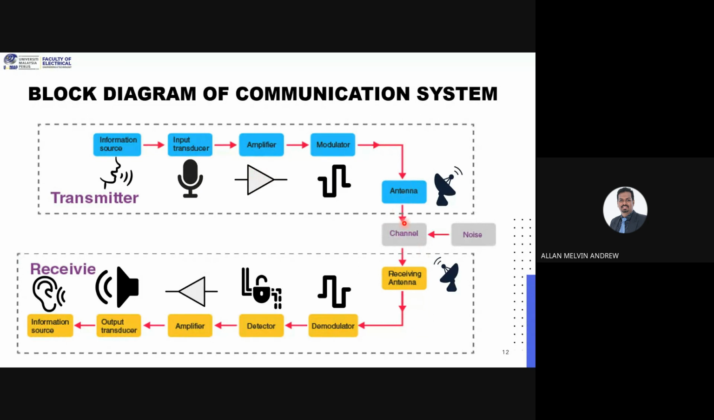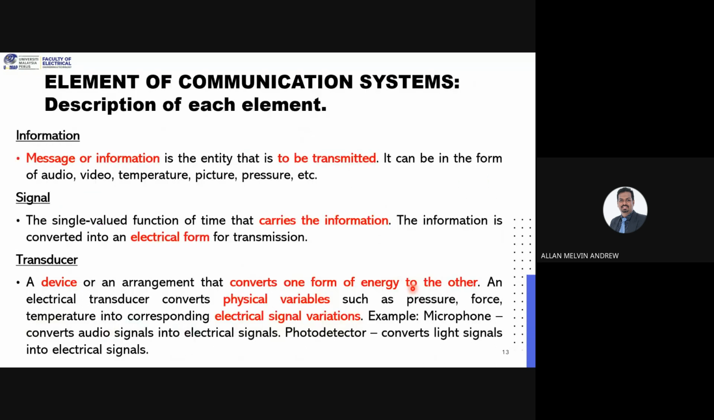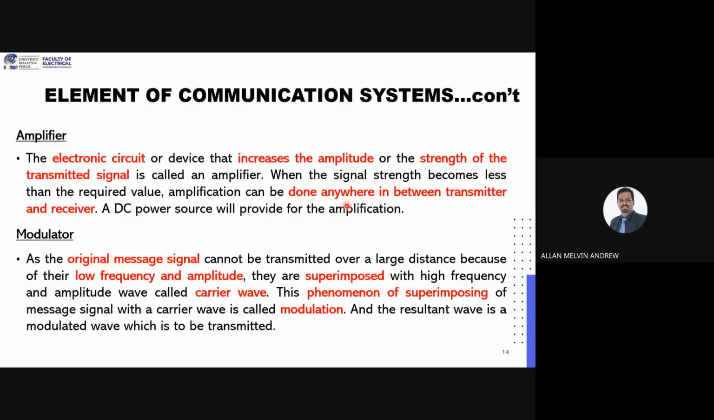So let's say you are transmitting over a very long distance. So here you are transmitting 5 volt. Okay, over time, because there can be friction or some energy is converted, 5 volt can become 4.8 volt. So you need to have an amplifier to increase it back to 5 volt, so that the receiving antenna can get the actual value. Okay, so that's the function of the amplifier. So it can be done anywhere in between transmitter and receiver.